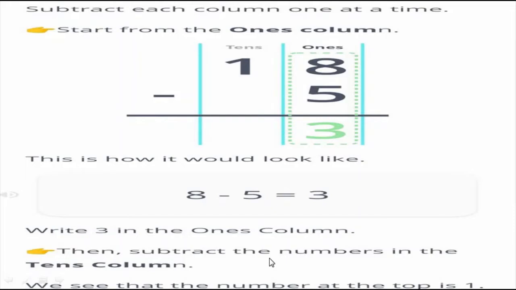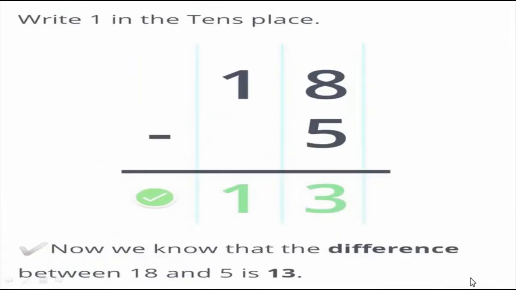Then subtract the numbers in the tens column. After completing subtraction of the ones column, move on to the tens column and make subtraction of that column. We see that the number at the top is 1. Look, there is not any number present below number 1. So, write 1 in the tens place.